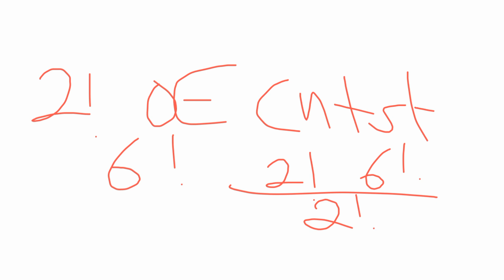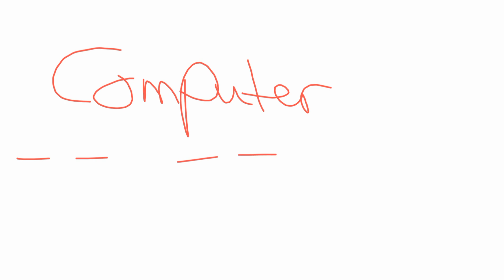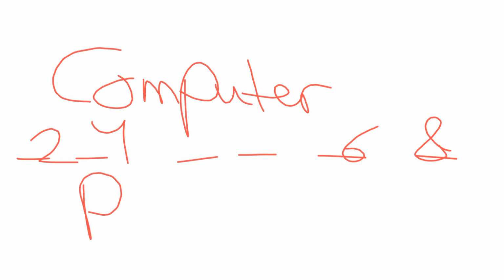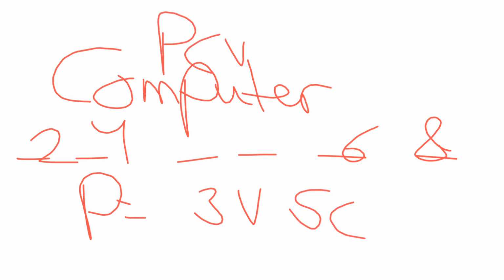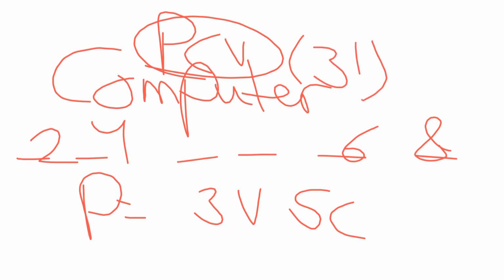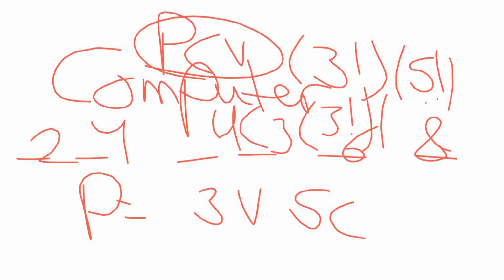Okay, let's take another example. In the word computer, it's 2, 4, 6, 8. In how many ways will vowel letters be in odd places? So 3 vowels and 5 consonants. So 4C3, it's how many factorial? 3 factorial multiplied by 5 factorial.